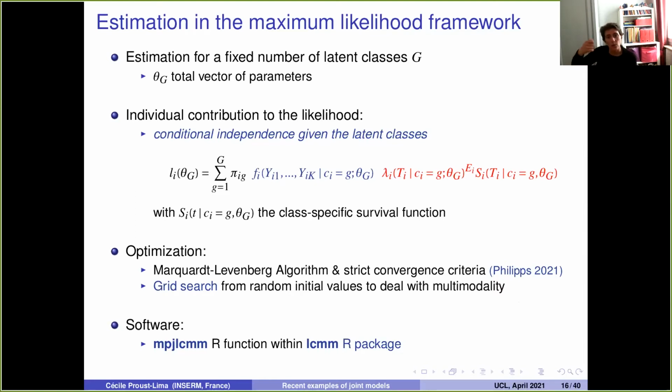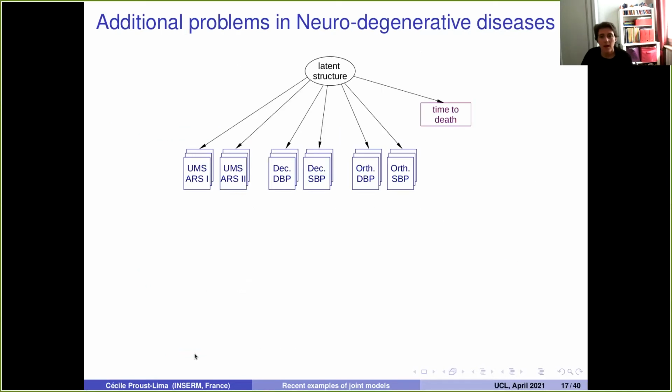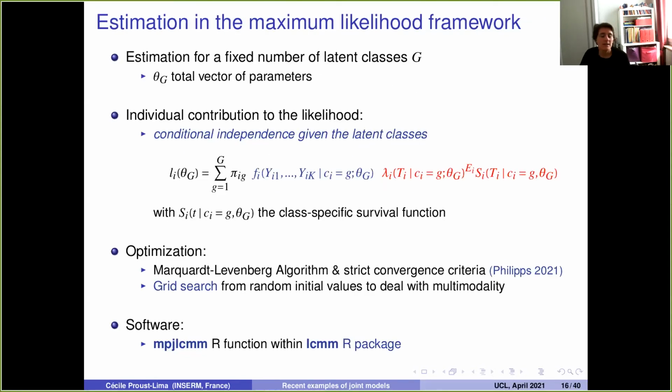So we run the program from many different random initial values, and we select the global maximum that we obtain on all those random initial values. This is implemented in LCMM with function multJLCMM. Actually, this is not what I did. So this is the joint latent class for multivariate biomarkers.